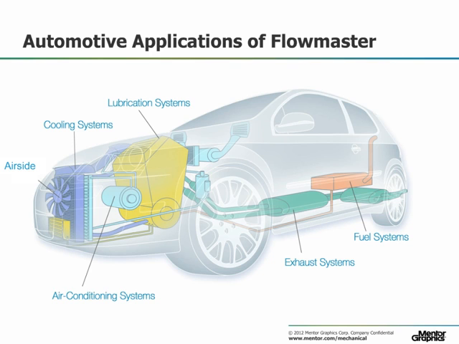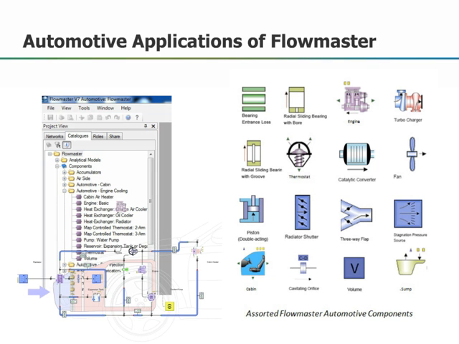Flowmaster V7 Automotive can be used whether the internal fluid flow being simulated is incompressible, compressible, or a refrigerant. In the automotive industry, typical simulations Flowmaster is used for are engine cooling, airside, lubrication, fuel, exhaust, and air conditioning. Hybrid electric vehicle modeling is becoming increasingly typical, specifically in using Flowmaster for battery cooling.